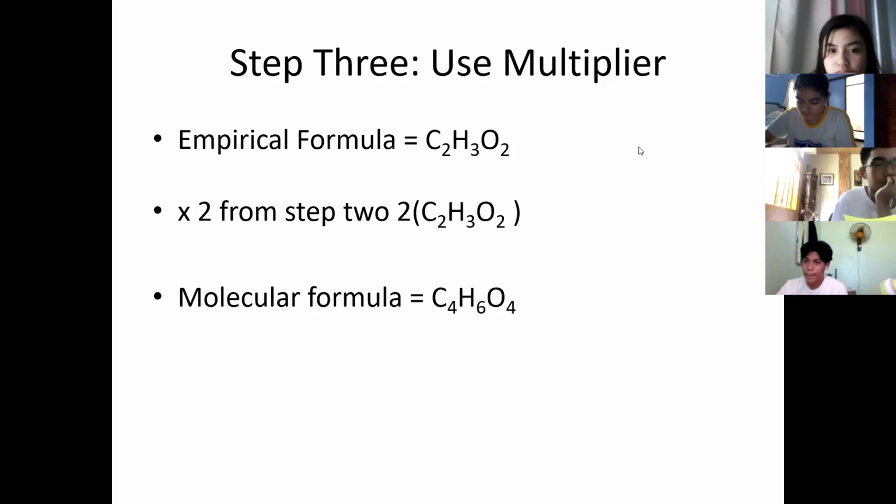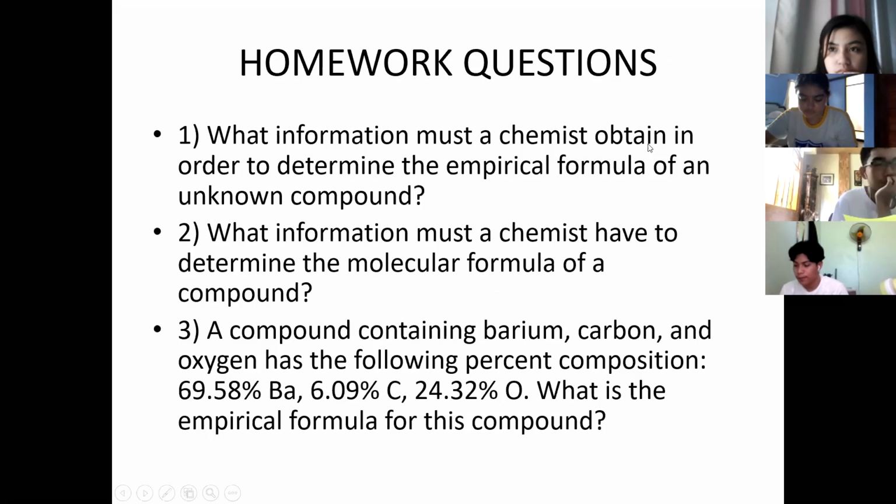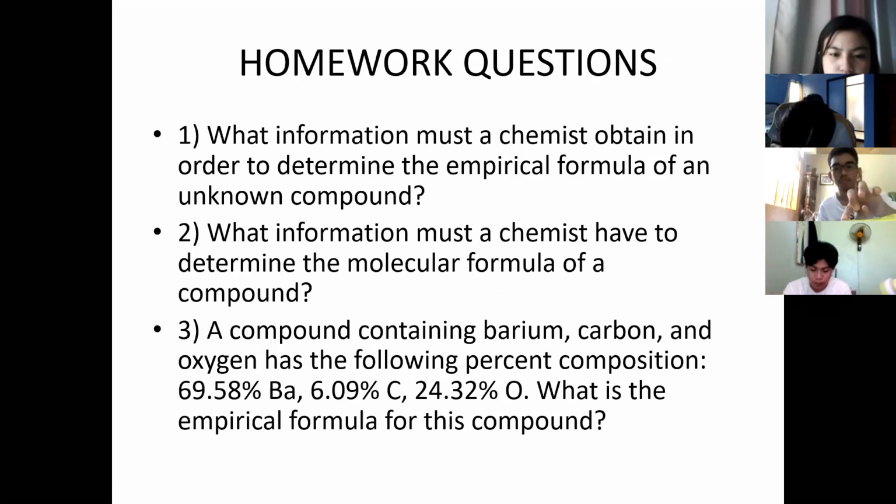Sige, let's try to have one more example. Let's try. Never mind making this as an assignment. How about number 3, class? A compound containing barium, carbon, and oxygen with the following percent composition: 69 for barium, 6 for carbon, and 24.32 for oxygen. What is the empirical formula of the compound?